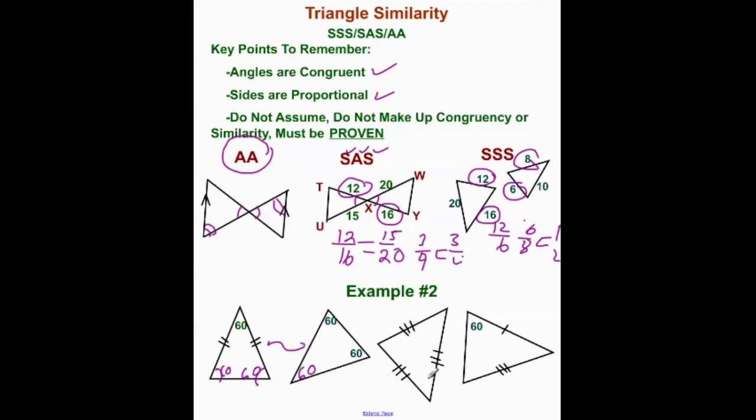Here we have an equilateral. Well, equilateral is also equal angular. All these have to be 60, so this is similar also. Now here's this guy. We got a 60 here, and we got a side and a side.